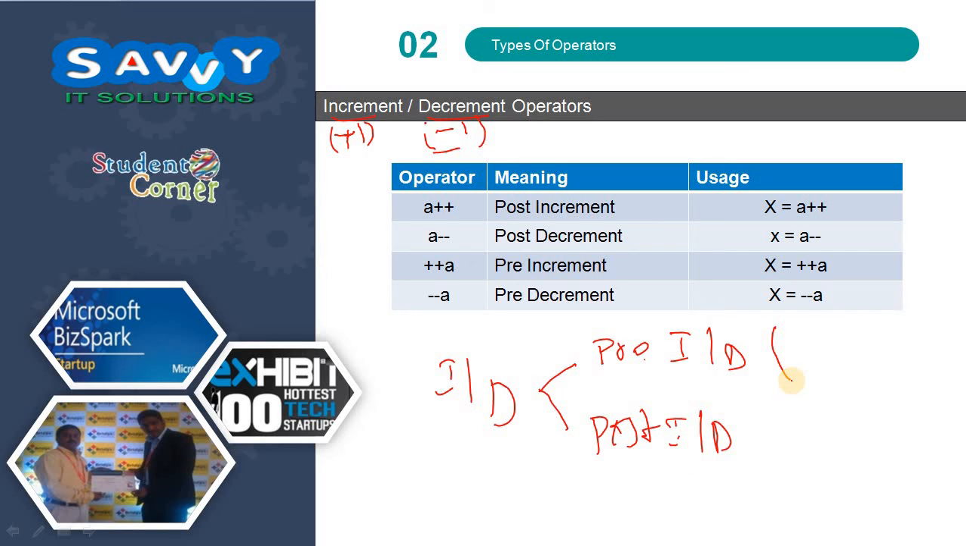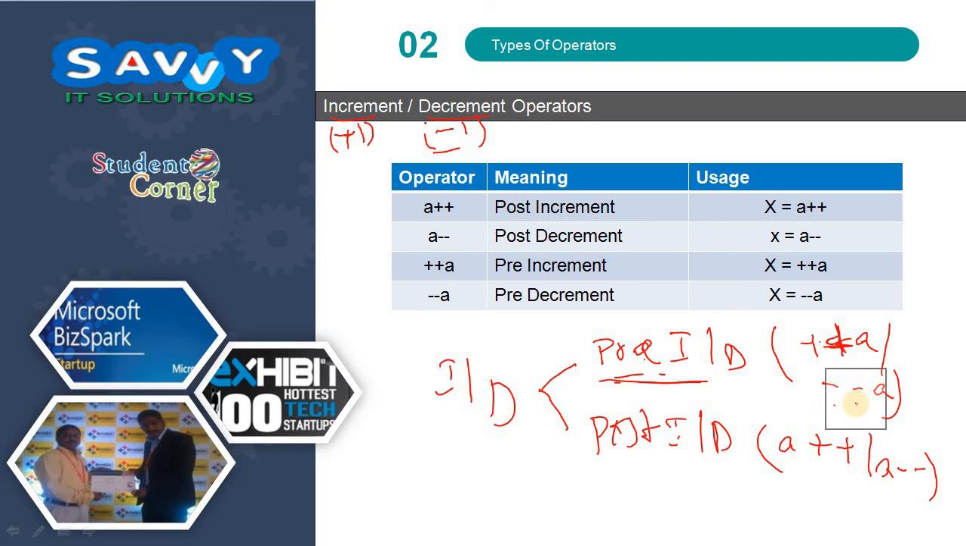Pre-incrementation means the operator is represented like this. Post means after that we are assigning. Simply I can say that pre-incrementation means first incrementation or decrementation is done, after that the value will be assigned. When coming to post, first the value will be assigned, then we increment or decrement.